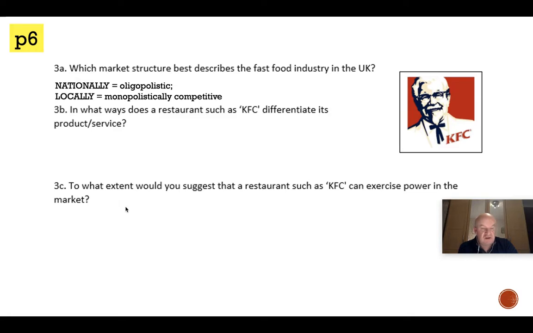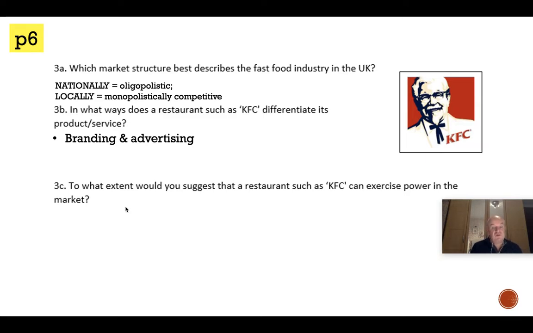Okay, so let's look at the second part of the question in 3B. In what ways does a restaurant such as KFC differentiate its product or service? Well, some of you might particularly like KFC, some of you may not, but in this instance, let's look at how they might differentiate their product or service. So first things first, they're obviously very strong on their branding and advertising. They're constantly advertising and trying to differentiate themselves with the Colonel's famous recipe and finger lickin' good, but they dropped that because of COVID, because it wasn't considered to be a good thing to try to encourage people to lick their fingers anymore.